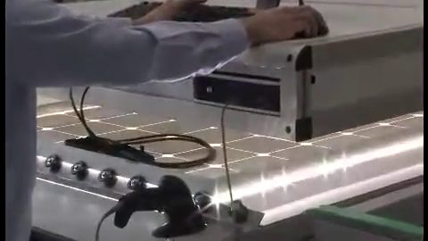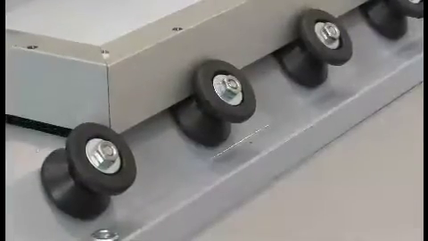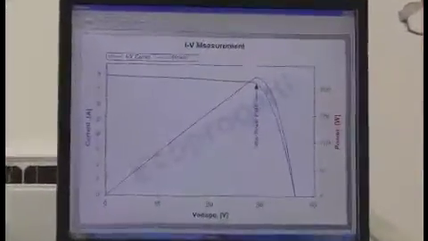This feature, that is not possible to obtain with standard flash simulators, is very useful to prevent that the measurement is affected by the capacitive effects of the module. A personalized pulse is very useful, both for crystalline products as well as new technologies like thin film and back contact solar cells.